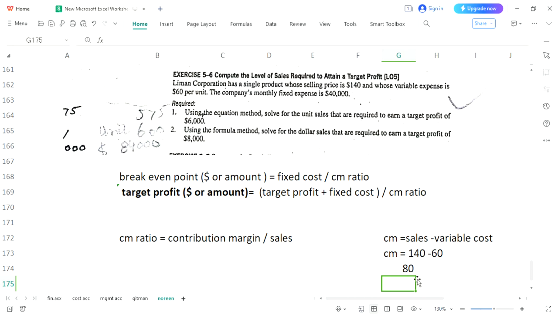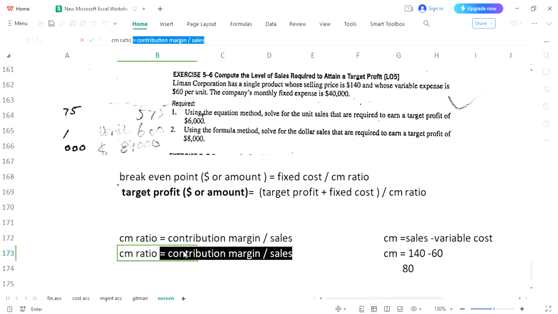So CM had arrived. Contribution margin we have seen is 80 and your sale price is given 140. So you will be able to calculate your CM ratio now. CM ratio would be calculated by dividing contribution margin, which is 80, by its sales, and sale price is given in the question 140.